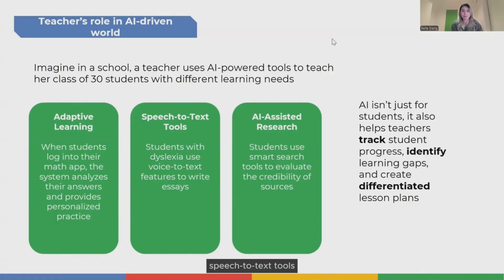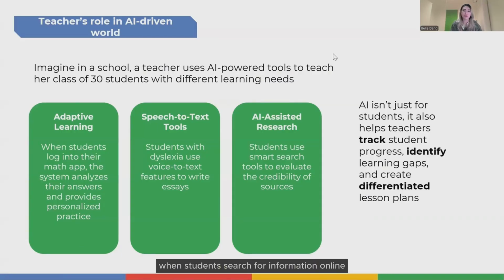Next, speech-to-text tools. Think about a student with dyslexia who finds writing assignments overwhelming. Instead of struggling to type, they can speak their thoughts, and then AI will transcribe their words into text. This removes the barrier to learning, helping students express themselves more easily and focus on their ideas rather than the mechanical aspect of writing. Then there's AI-assisted research.